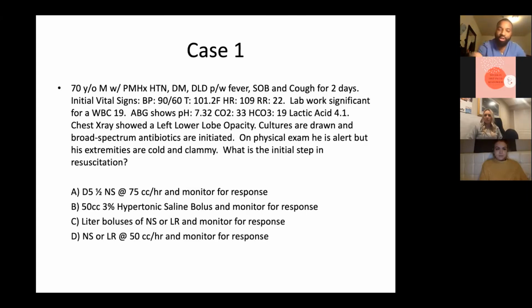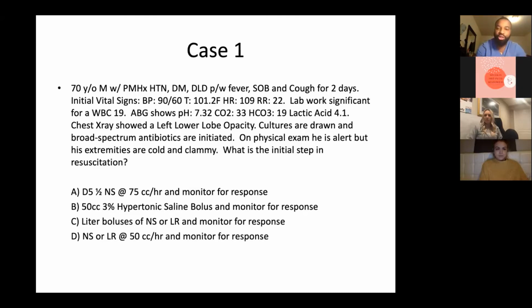Tachycardic, that's their tachycardia. They have a heart rate of 109, and they have tachypnea, a respiratory rate of 22. So something is going on. First of all, you say this patient is hypotensive, they must be in shock, right? So that's number one. This patient is in shock.